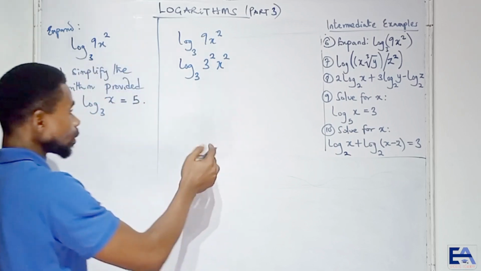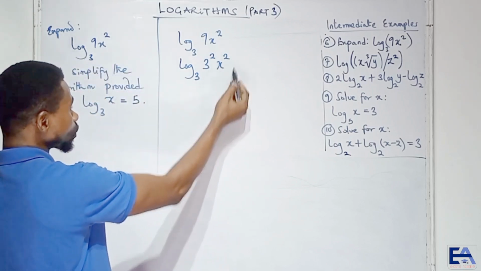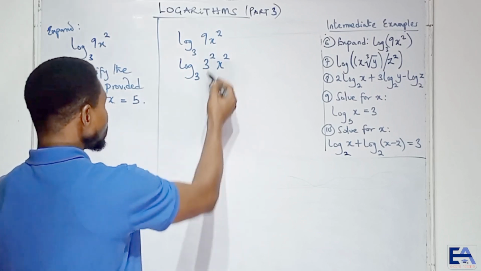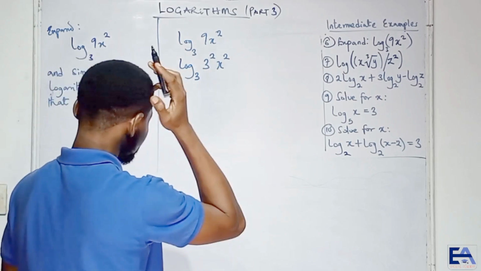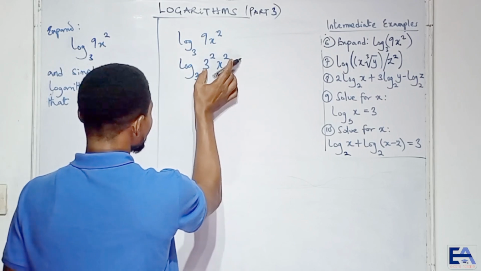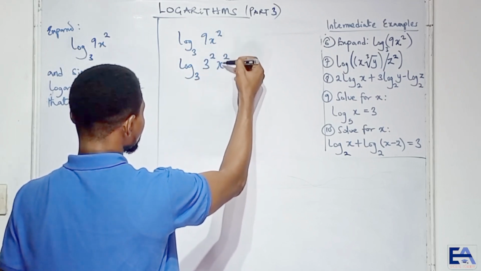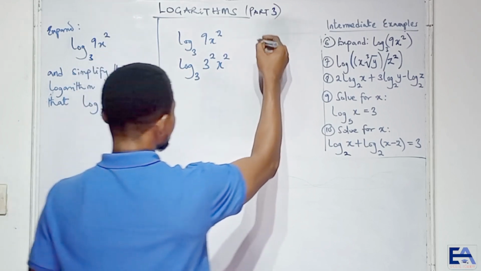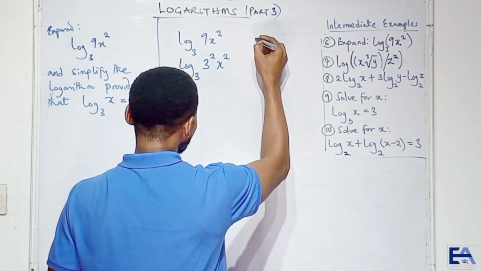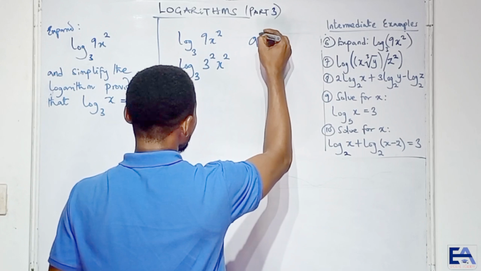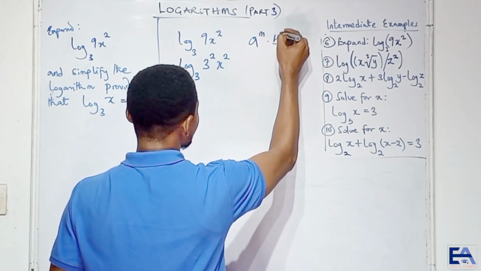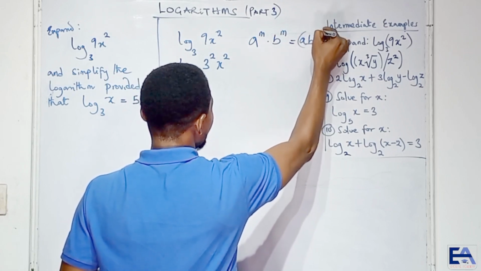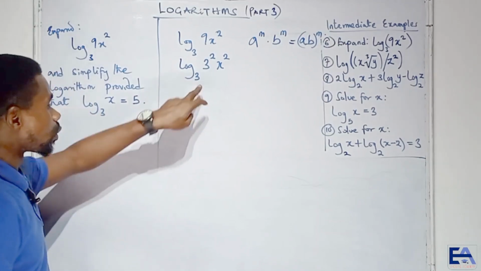Now, according to the law of indices, we could combine these two products and make them have a common power, since it's the same power. Generally in indices, if you have a raised to power m multiplied by b raised to power m, you are free to say ab raised to a common power m. That is exactly what we are going to do here.